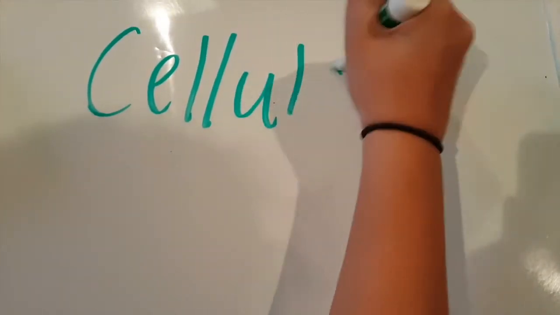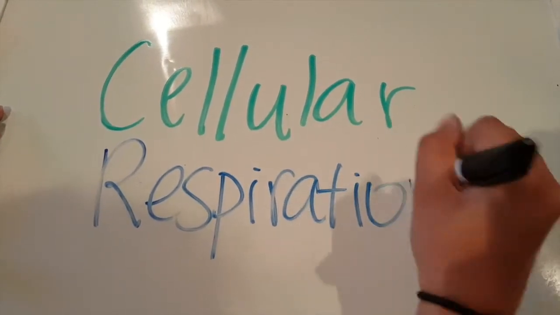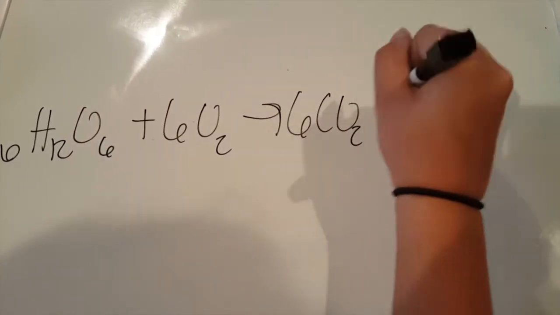Hey guys, today we're going to be talking about cellular respiration. Cellular respiration is a metabolic pathway that breaks down glucose into energy, also known as ATP.